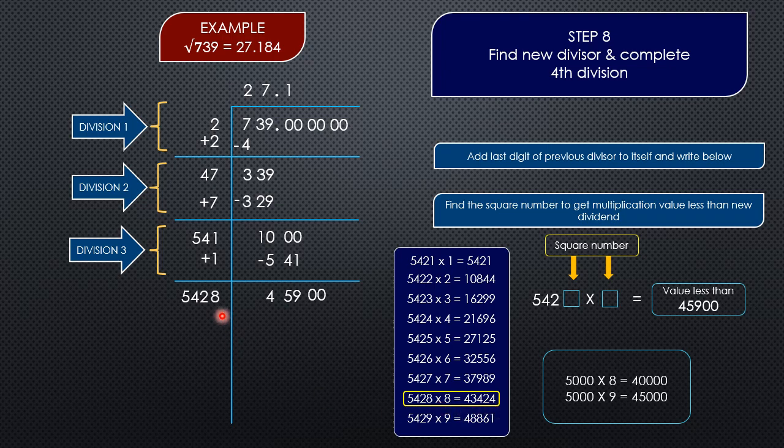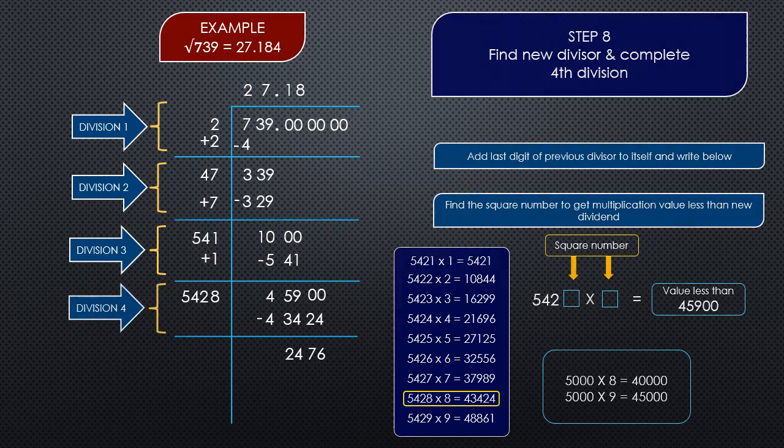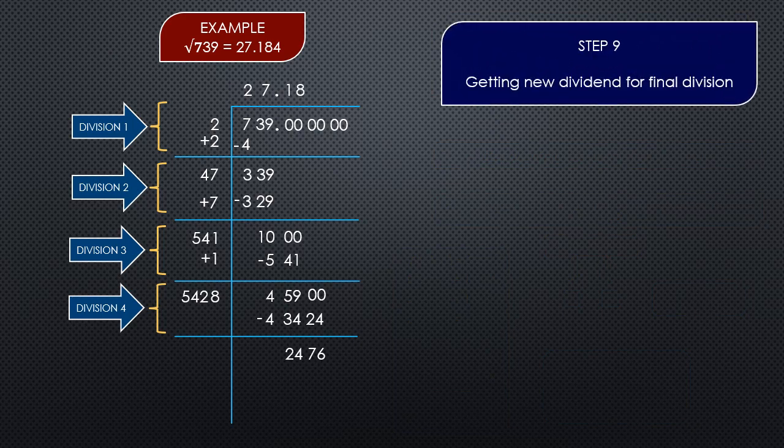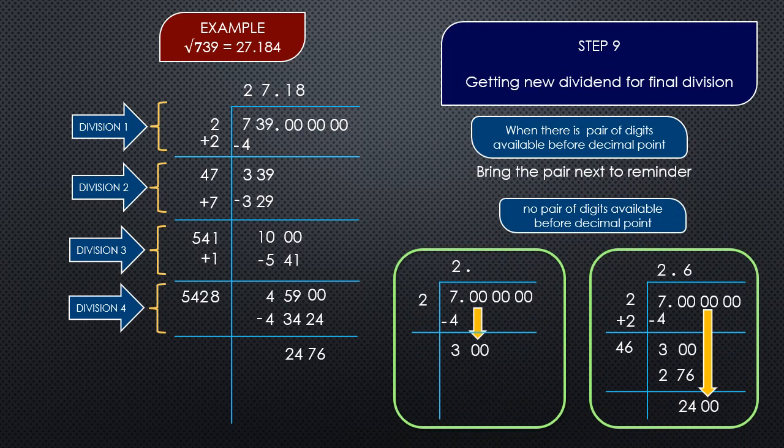Write 8 in the divisor and write 8 in the quotient, and its multiplication value 43424 below the dividend. Subtract 43424 from 45900 and write 2476 as a remainder. That completes the fourth division. Step 9. Getting the new dividend for the final division. As we already know the step, we'll jump into the example directly. Bring the last pair of 0 down and no need to add a decimal point. The new value 247600 is the new dividend for the next division.